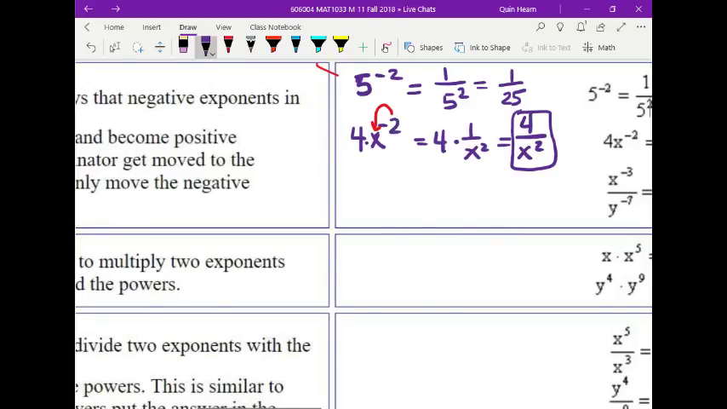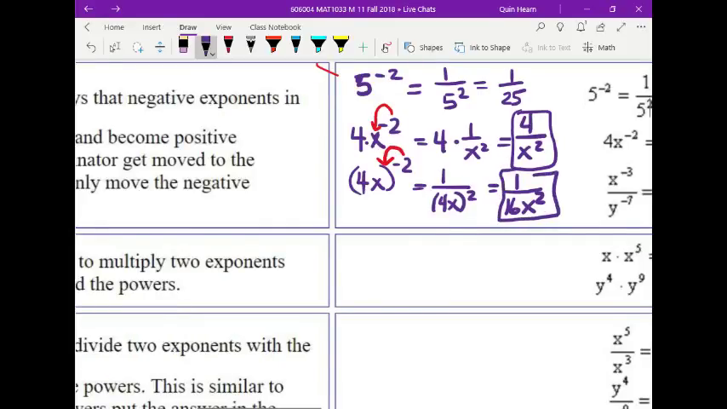Okay. Now, this is very different from the situation where you have 4x in parentheses to the negative 2 power, because now the negative 2 is affecting everything in the parentheses. So in that case, we would have 1 over 4x to the second power. And since this is a product, we can just raise each part to that power. 4 squared is 16. X squared is just x squared. So this is 1 over 16x squared.